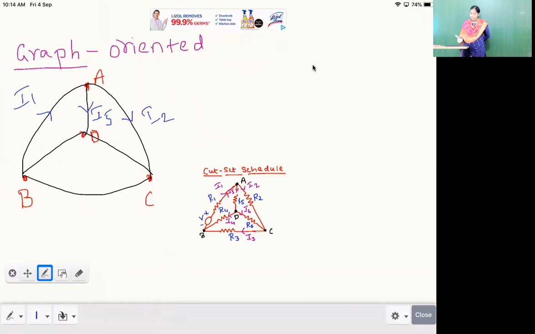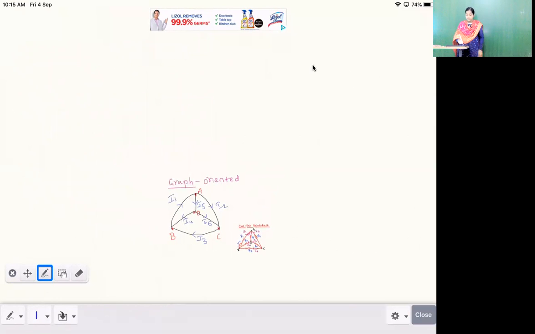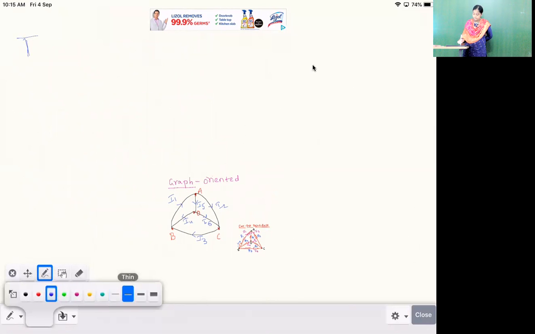Then from B to D, I am having a fourth branch. Let us call this current I4. Then from C to D, I am having a sixth branch. We have represented this current as I6. Then from B to C, I am having the current as third branch, which is I3, right? This is how your oriented graph looks like, right? Now after drawing an oriented graph, let us talk about the tree. Okay, now let us see how to draw the tree.